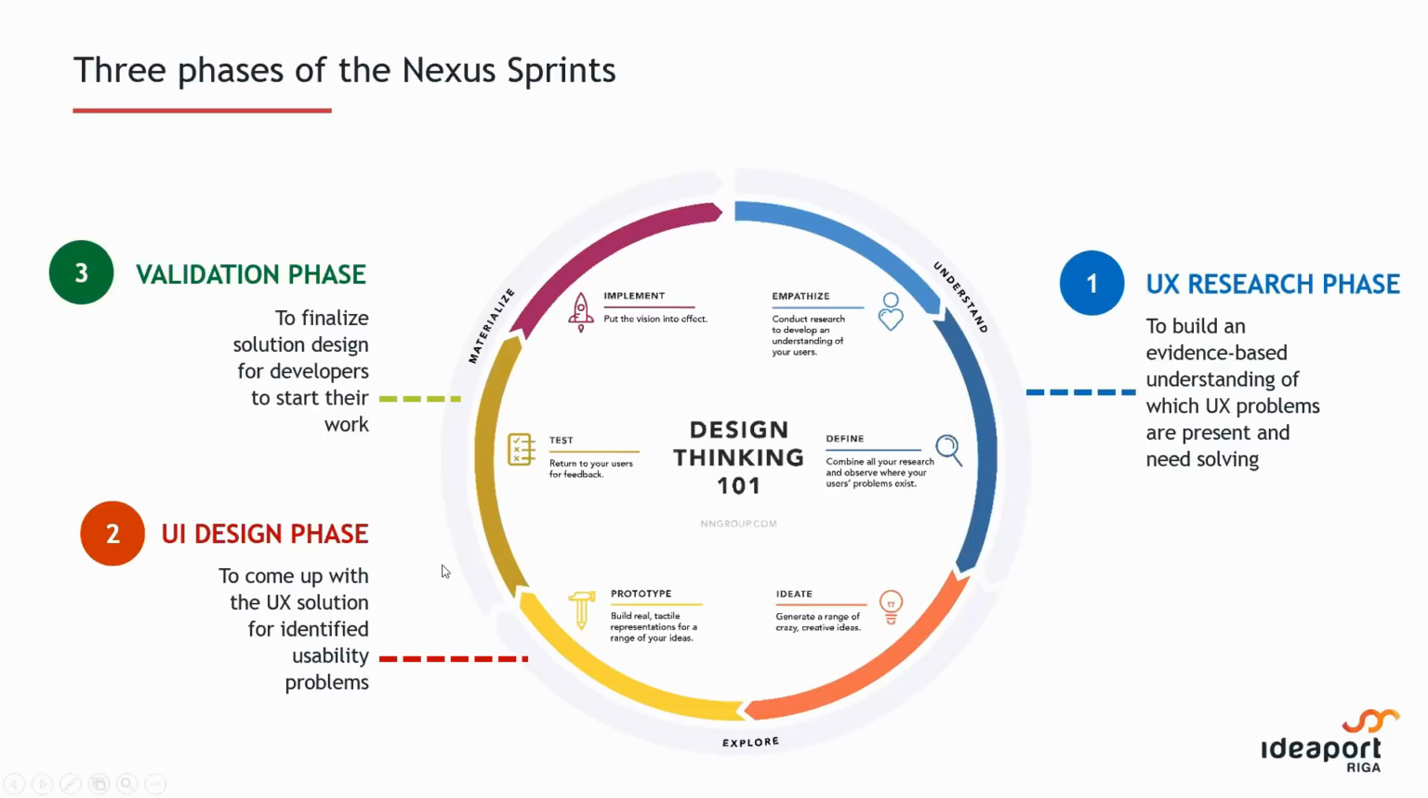Once we have the UI design ready and most likely approved by the customer, then we move into the validation phase. And here we want to validate two things. First, we run another round of usability tests with the users, just to make sure that this UI given to the users solves the problem we identified during the research phase. And also we validate the new UI from the functional point of view.